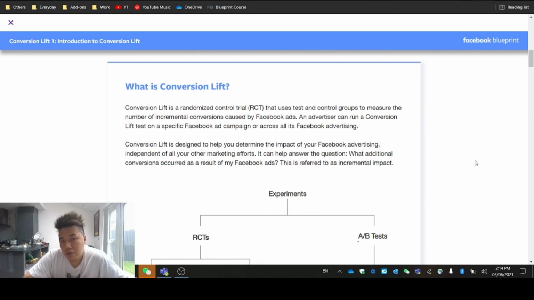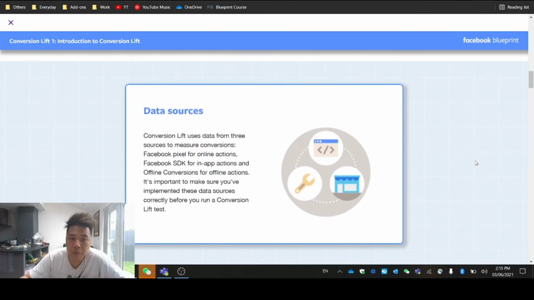An advertiser can run a conversion lift test on a specific Facebook ad campaign or across all its Facebook advertising. It's designed to help you determine the impact of Facebook advertising independent of all your other marketing efforts. It can help answer the question, what additional conversions occur as a result of my Facebook ads, referred to as incremental impact. Conversion lift uses data from three sources to measure conversions: Facebook Pixel for online actions, Facebook SDK for in-app actions, and offline.